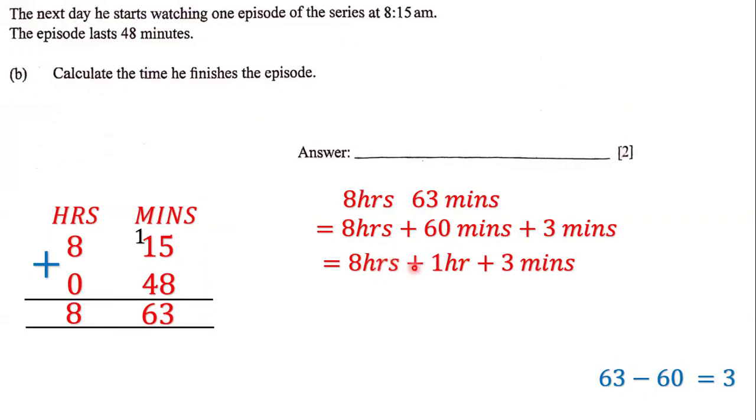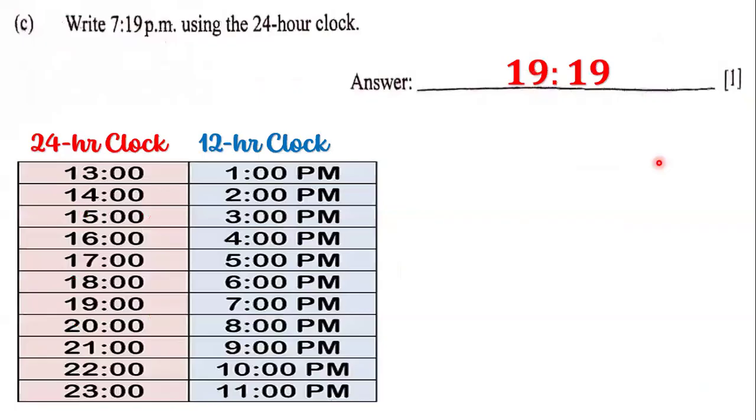And then we say 8 hours plus an hour, and 8 hours plus an hour is 9 hours. So we have 9 hours and 3 minutes. And so what is that going to be? That means at the time that he finishes the episode, it's going to be 9:03 a.m. 9:03 a.m. And that's the answer to this particular question.